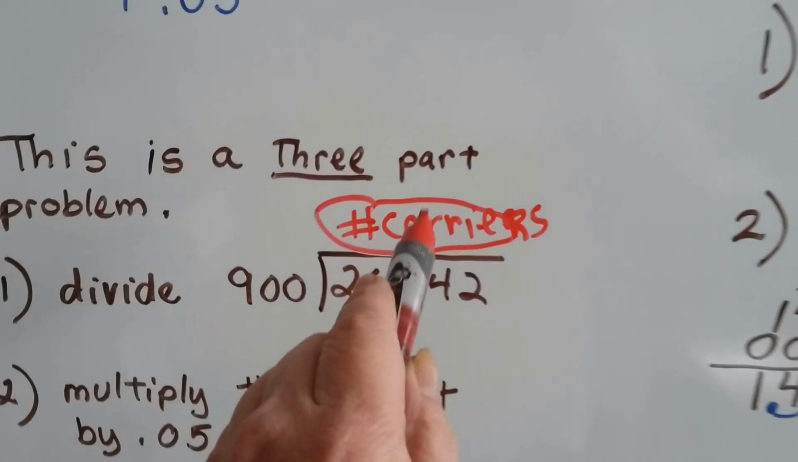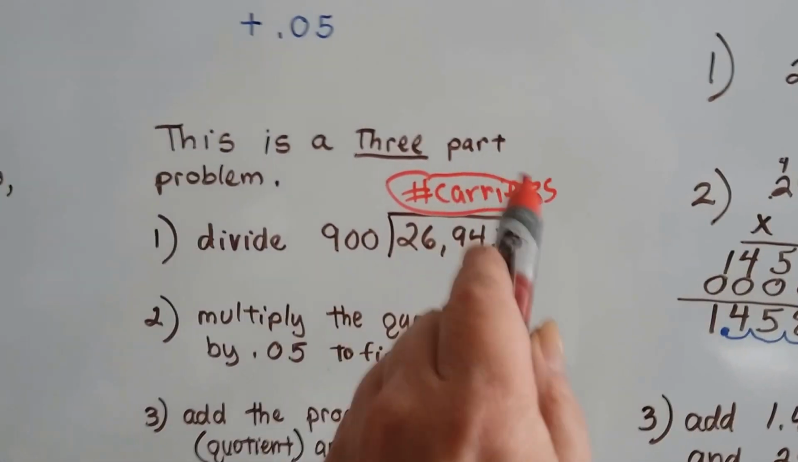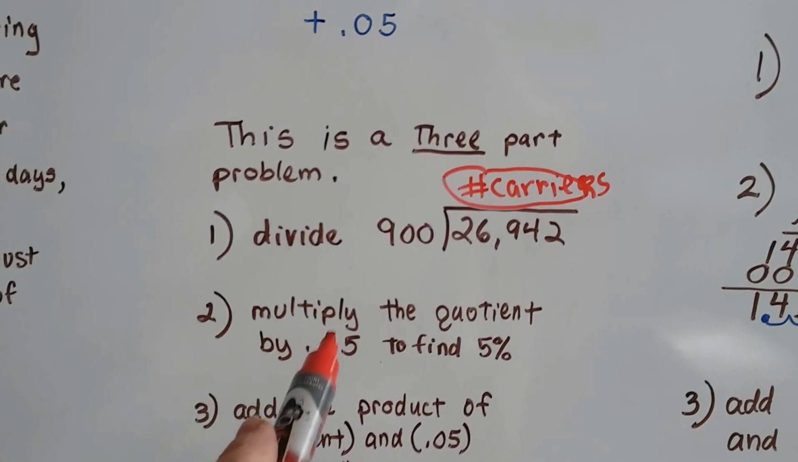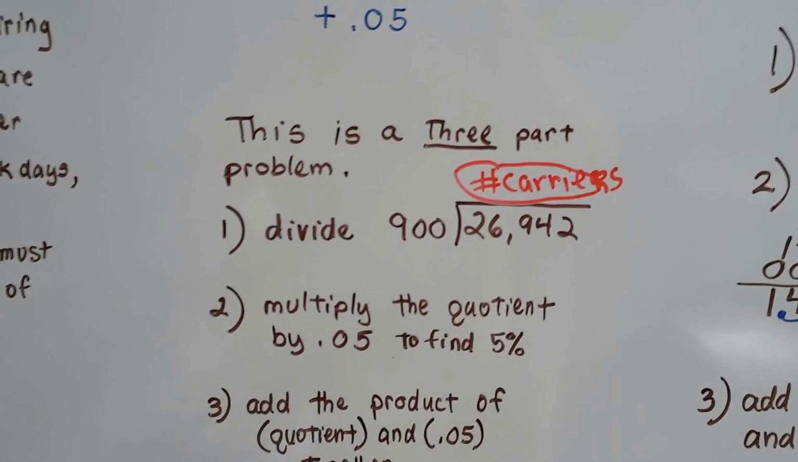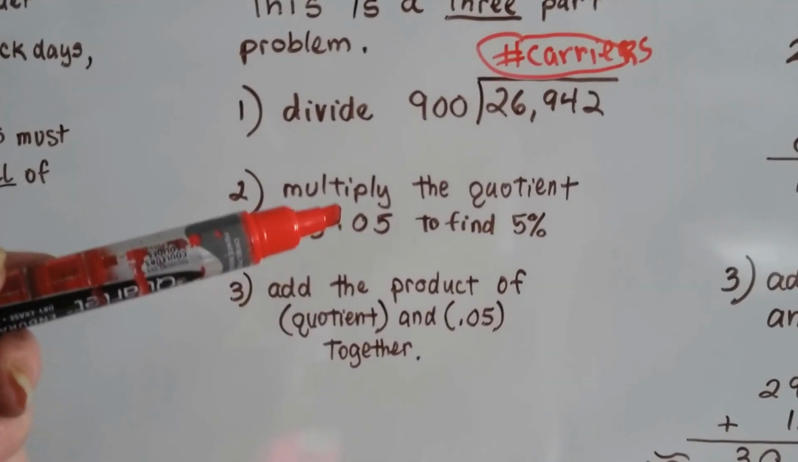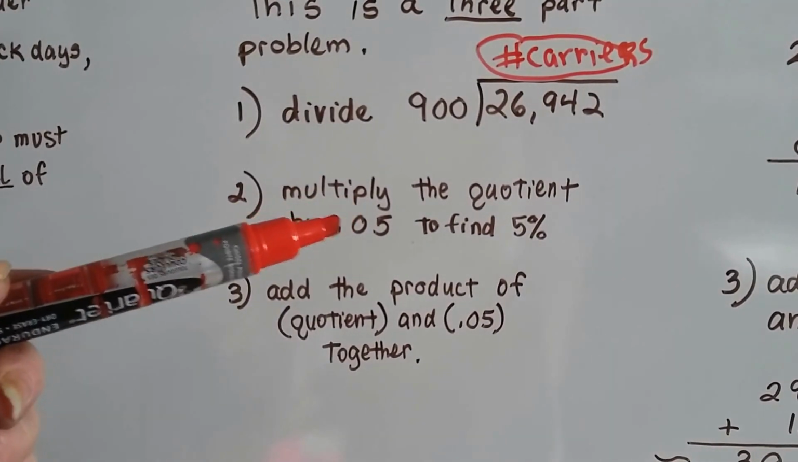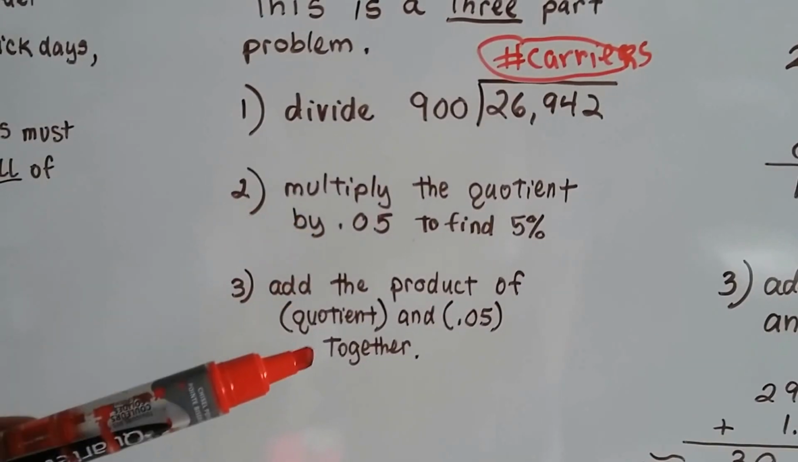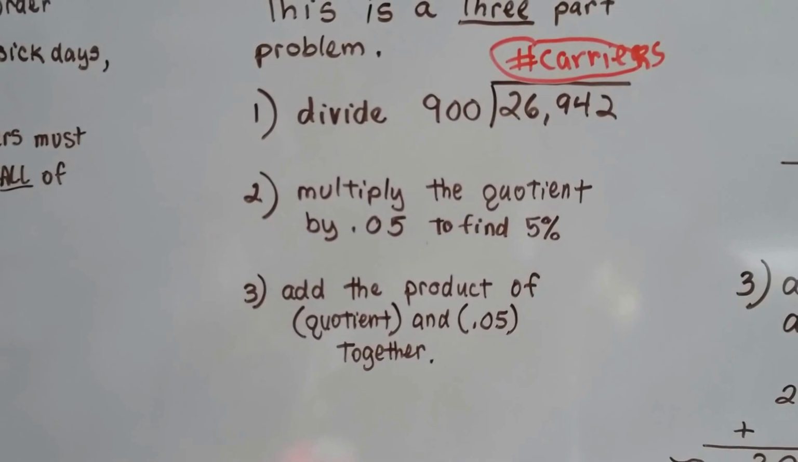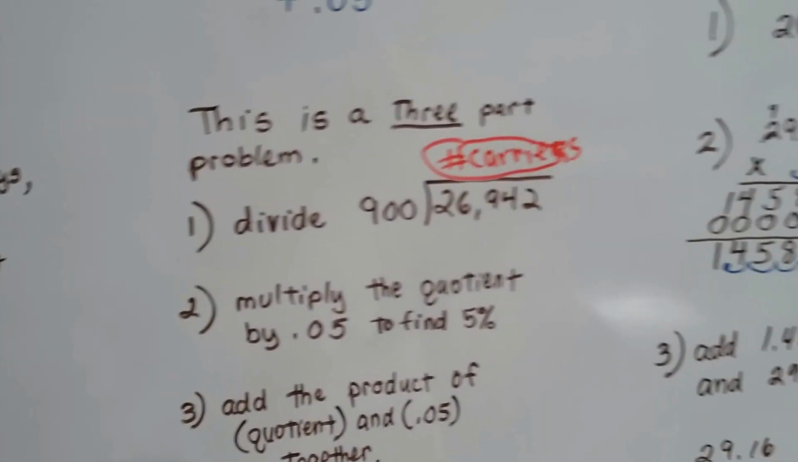Okay? Once we find this quotient and the number of carriers, we need to add 0.05 of that amount, of the carrier amount. And when we multiply the quotient by that 0.05 and get an answer, a product, we need to add that product to the original quotient together, okay? So watch how we do this.